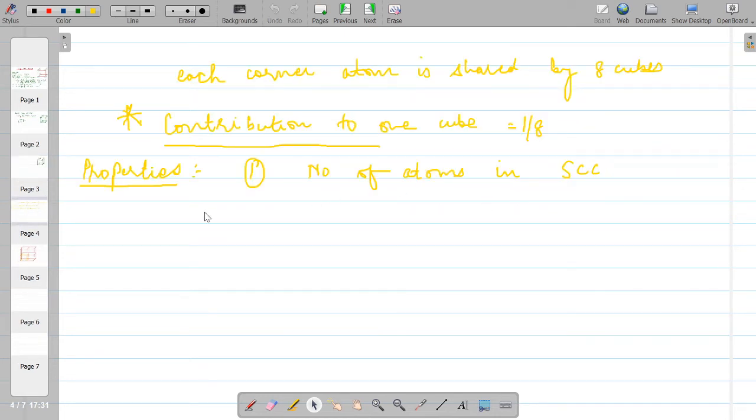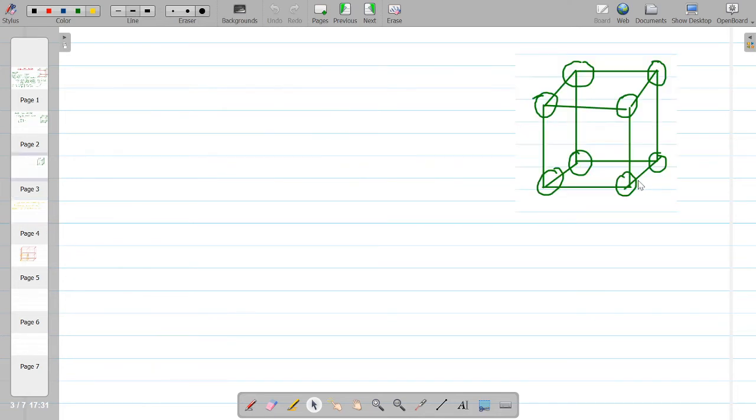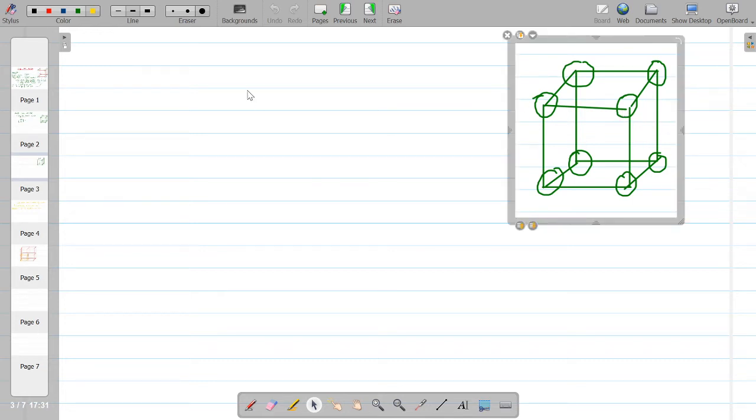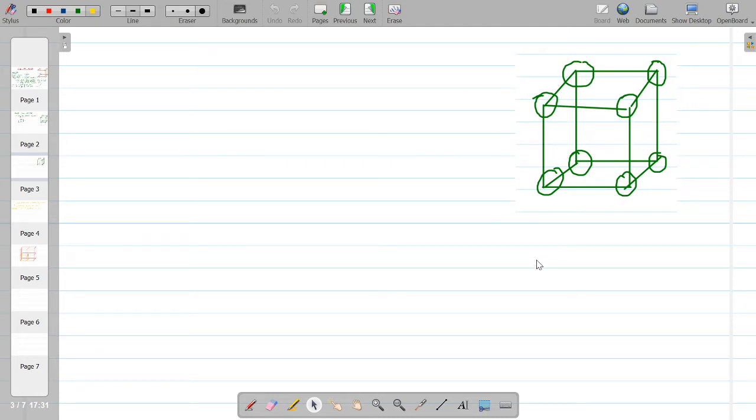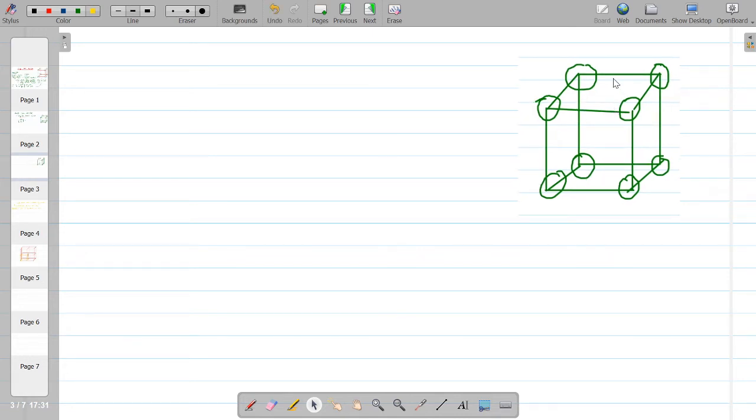Okay, so the number of atoms in the cubic structure, you can see that there are 8 corners. Even if you can't visualize this cube, just imagine a room in which you are sitting. That room must have all 4 walls, that is this one, this one, this one and this one, and it would have the base, that is the floor, and the ceiling. So you have 6 faces, or you can say 6 walls, and there must be 8 corners.